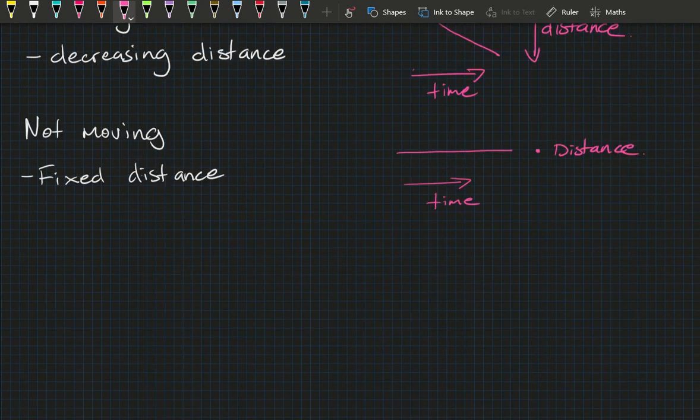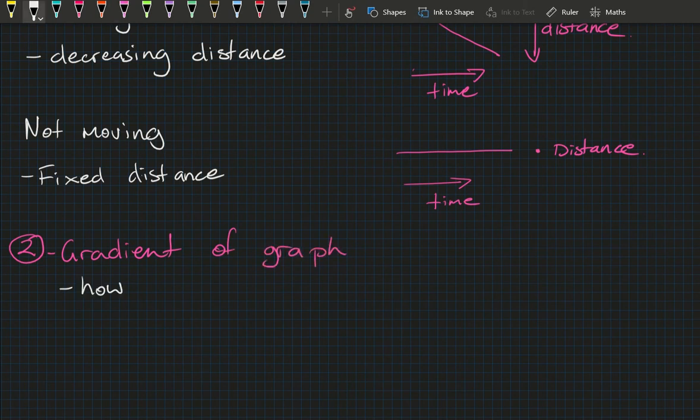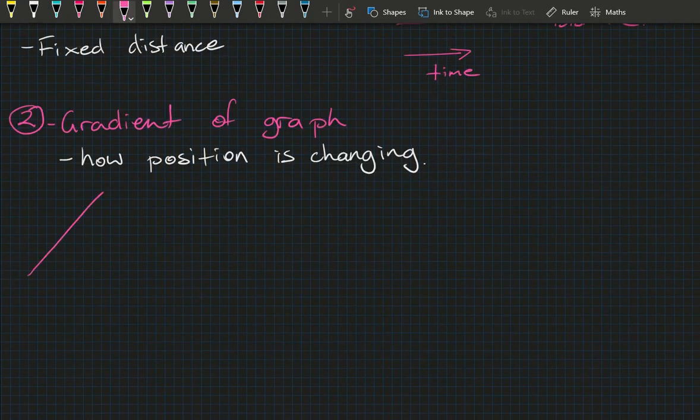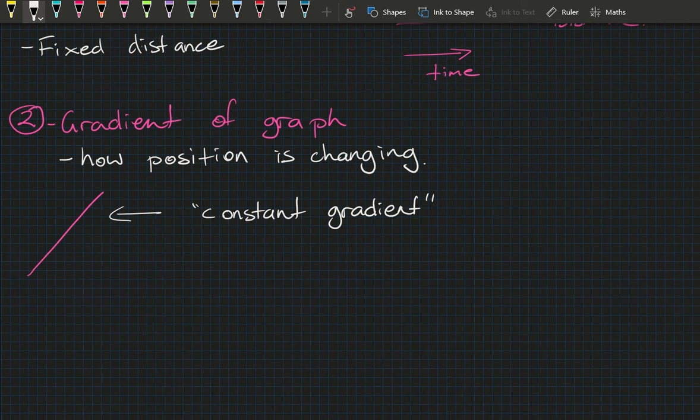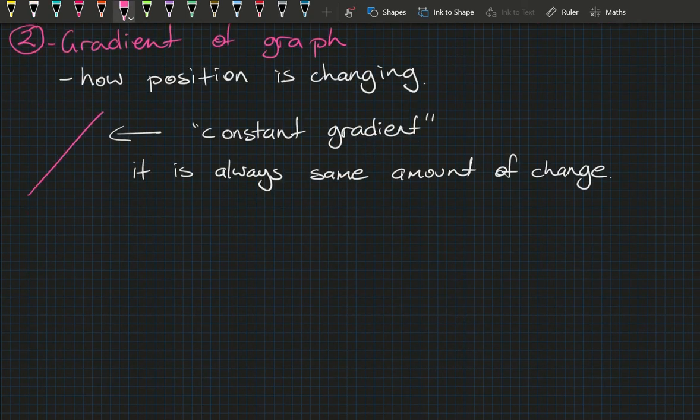Then the second thing we're going to look at is the gradient of the graph, which tells us how much our position is changing. So for a straight line graph like this, we have a constant gradient, because it's always going to be the same amount of change for 1 unit of time. And then we might have a curved graph that has these different gradients on it.